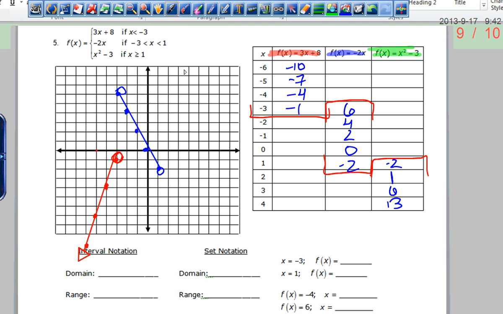Last one here in green. 1, -2. Okay, this time I got 1, -2, and it's the same point. That's okay. This time I have a greater than or equal to, so I'm going to put a filled-in circle there. 2, 1. 3, 6. Way up there. Whew. Crushed it.